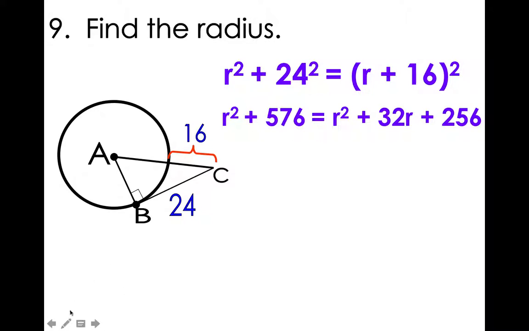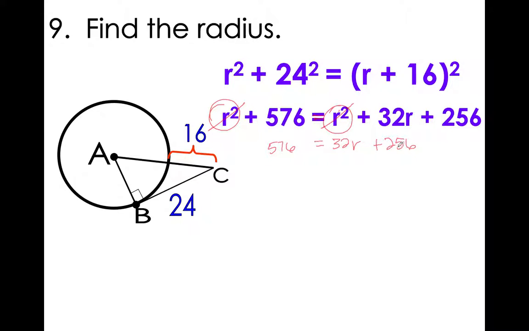And so now, since that's what we have, one thing you can remember is this. Whenever I have the same thing on both sides of my equal sign, I've got R squared on the left, R squared on the right. Ladies and gentlemen, that means that I can cancel those things out. And when I cancel them out, I'm left with 576 = 32R + 256.